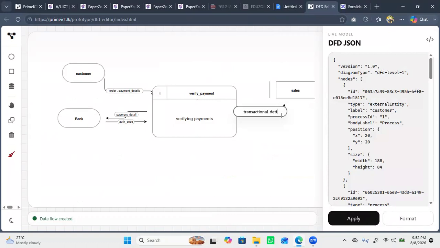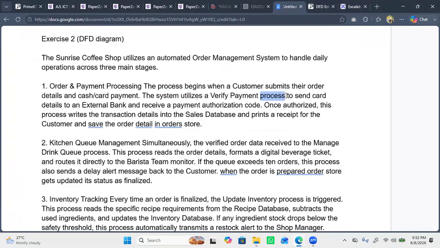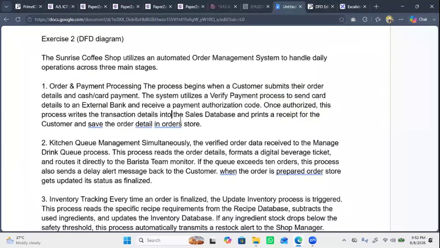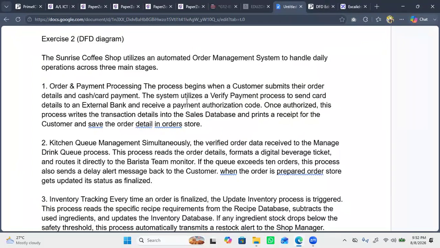Transactional detail. This is how you make the DFD diagram. Very simple. If it is a process, identify the process. You have to read carefully. If it's a data store, it will mention that it is a database or a store, then you should identify that. If it is an entity, a user, a separate person or a separate organization, it will mention it nicely. You can identify it, and you write the documents or the data that is flowing.